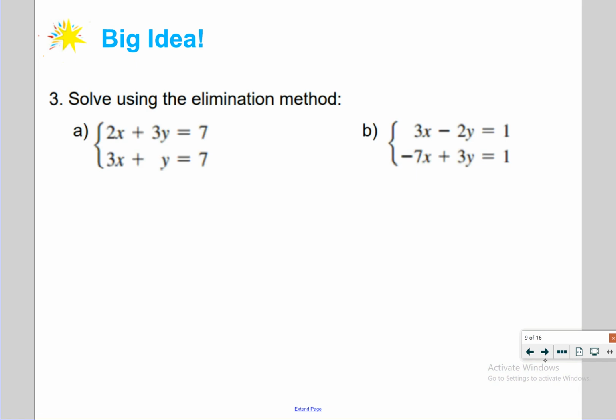All right, so with your partner, last 2 problems of the day, I want you to solve these using elimination, and everything's lined up for you nicely already. So remember, your first step here is you're going to multiply one or both equations by a number so you get opposite variables, add them together, get one solution, plug it back in to get the other part of the solution. Okay?